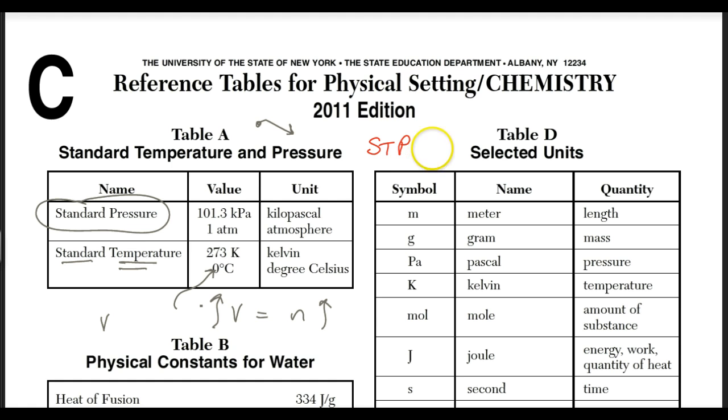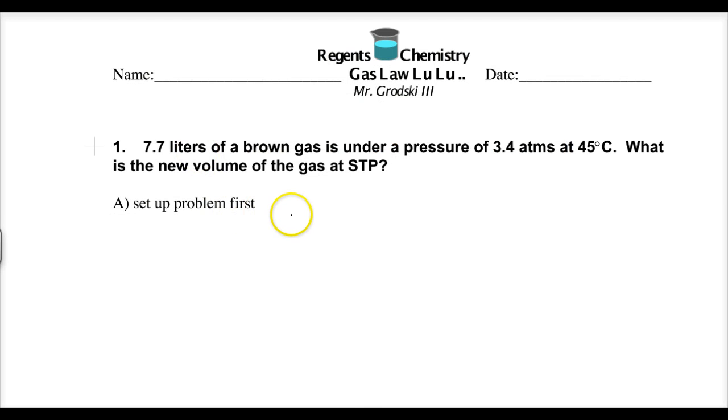So let's go see some gas law problems where we put this to use. So we've got a gas law problem here, and it says 7.7 liters of a brown gas is under a pressure of 3.4 atmospheres at 45 degrees Celsius. What is the new volume of gas at STP?